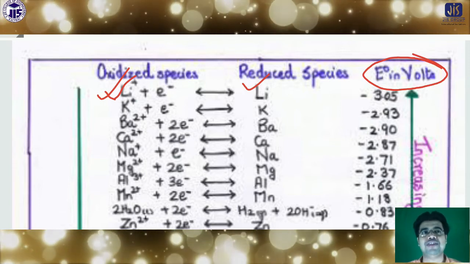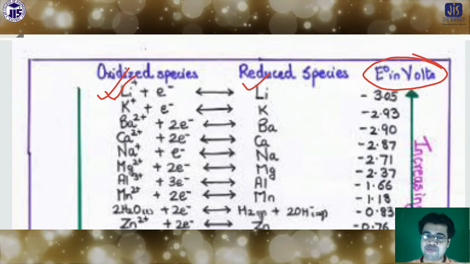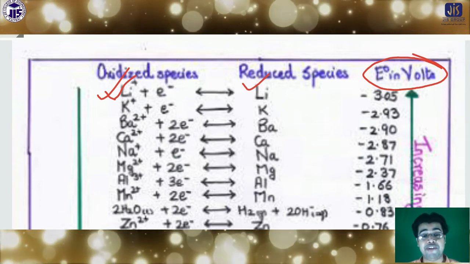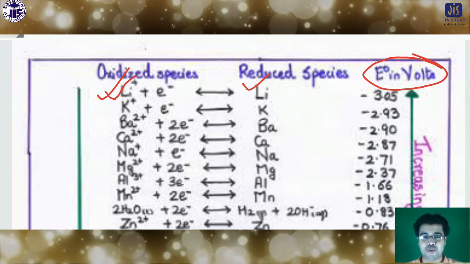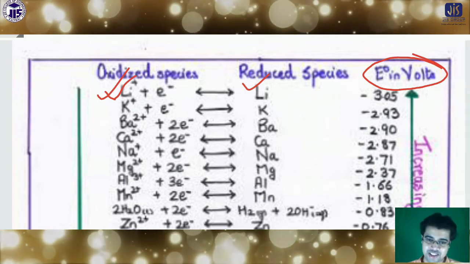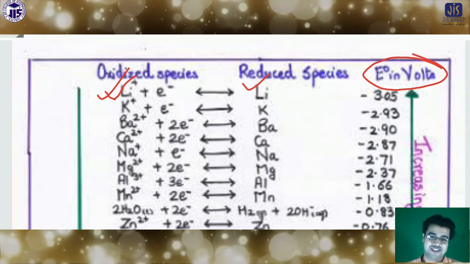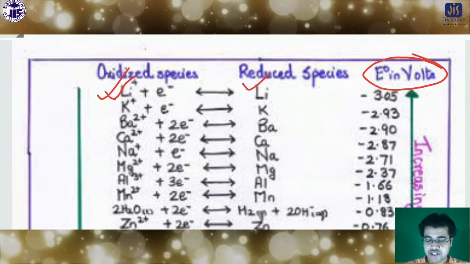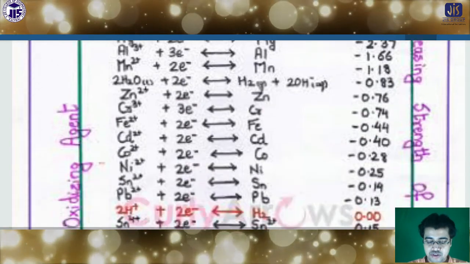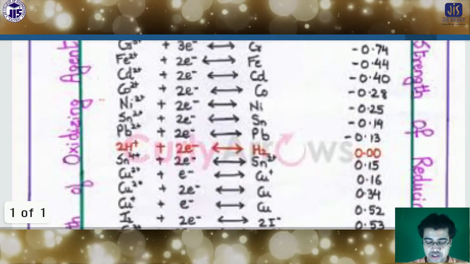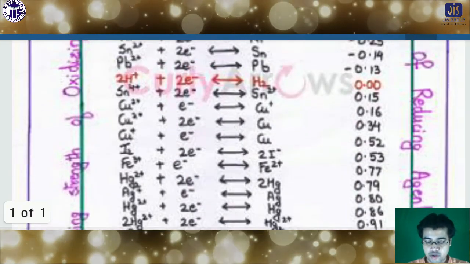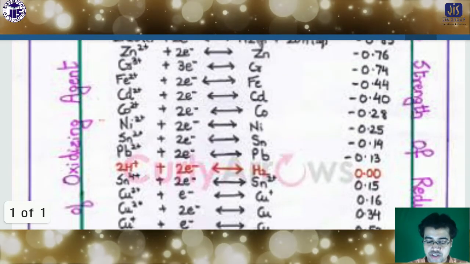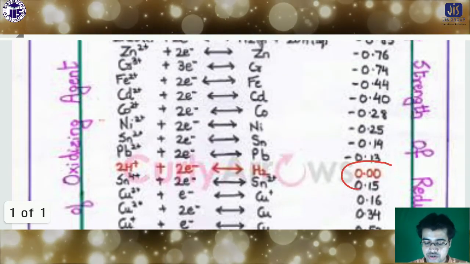Otherwise, if it is represented as Li+ to Li, then you can understand the direction: this is the reduction. If it is mentioned as Li to Li+, it is the oxidation. Look here, all the reduction potential values are mentioned here. If I scroll down, look, all the reduction potential values are mentioned here. These values are fixed, or constant, where you see that hydrogen is 0.